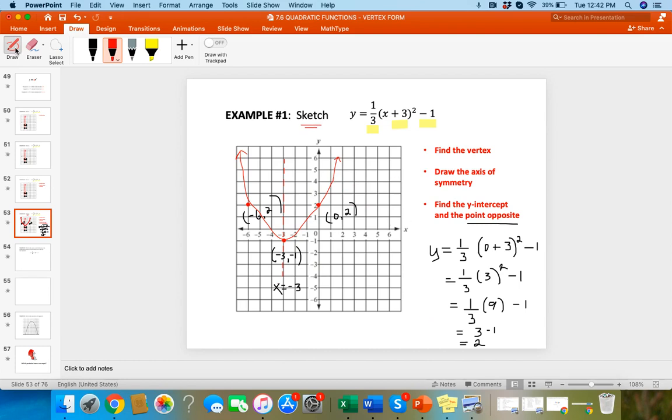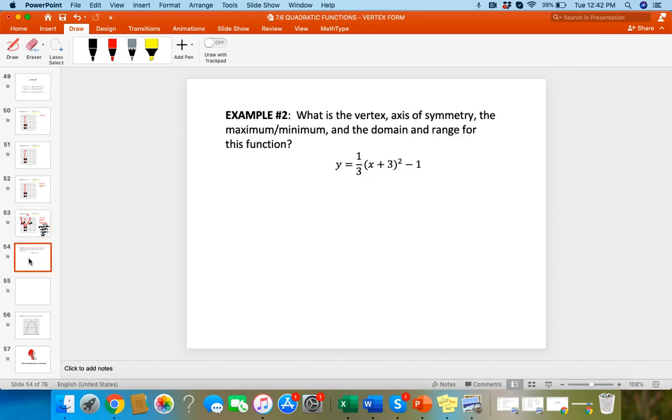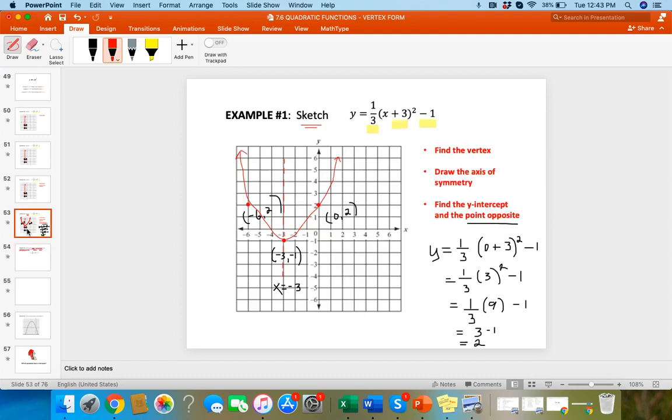Let's go on then. What we're going to do is take a look at the very same question. It's the same function, but they're asking us different questions. They want us to know, what is the vertex? What is the axis of symmetry? Is it a maximum or a minimum? And lastly, what is the domain and the range? So let's use our picture back here to help us answer those questions.